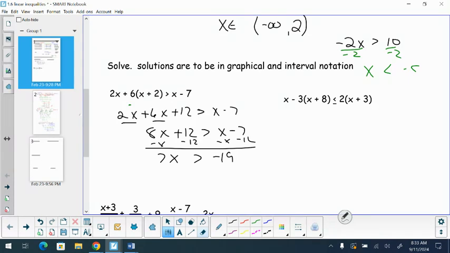Watch your negatives with the second one. Tag your negative with the 3, so you don't lose that negative as you distribute it through.